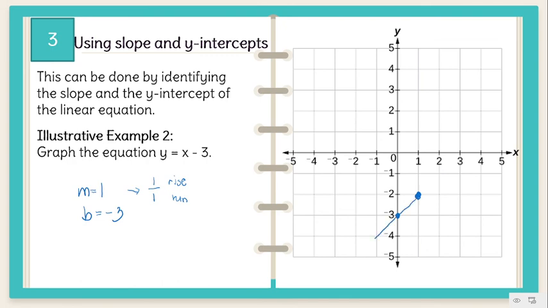And then let's connect the points to form a line. And this is now the graph of y is equal to x minus 3. And that's how you graph a linear equation using the slope and y-intercept.